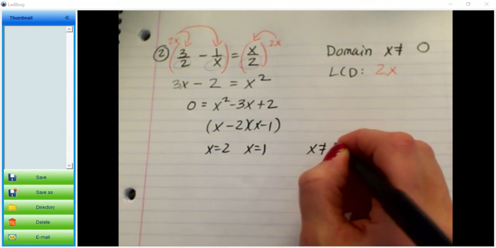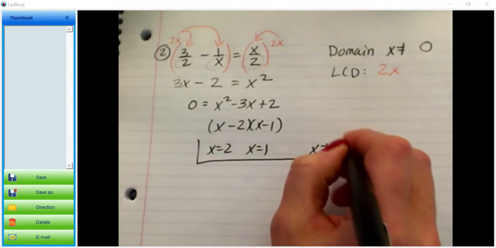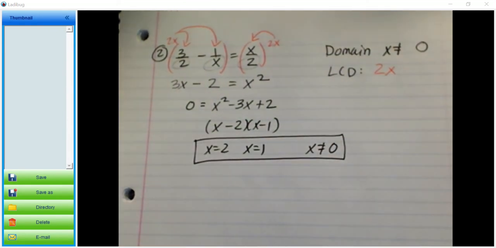Okay, and I'm just going to carry my restriction down here just to make sure I don't forget about it. This is kind of important. I feel like that is part of the solution, is to include what x cannot be. Here are the solutions, but here's the number that is not allowed because it results in an undefined value.